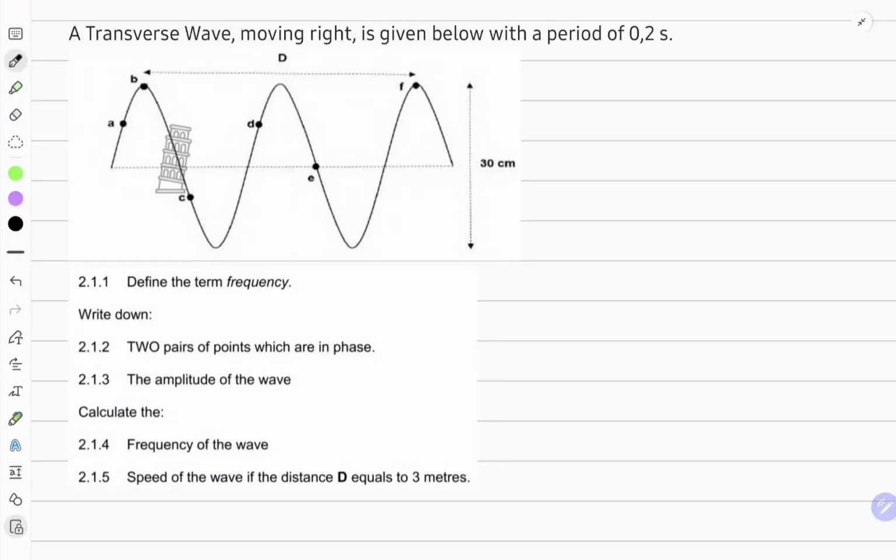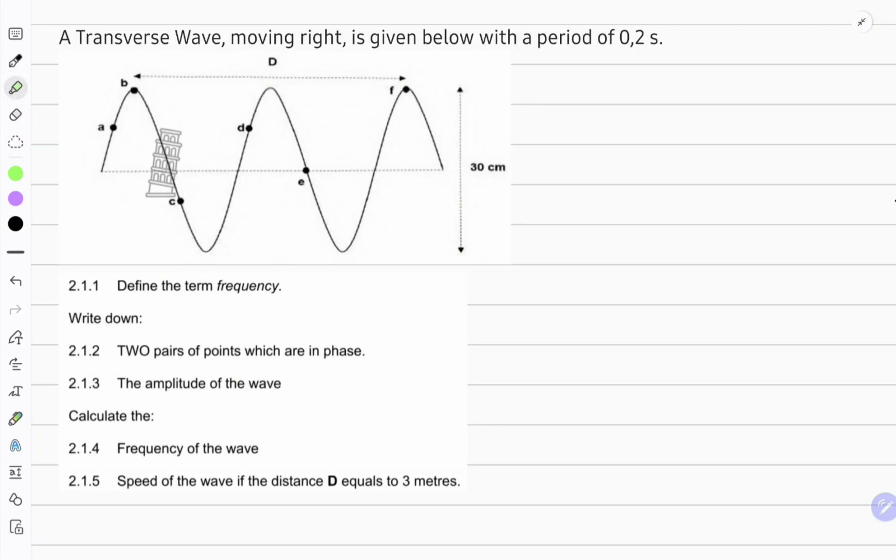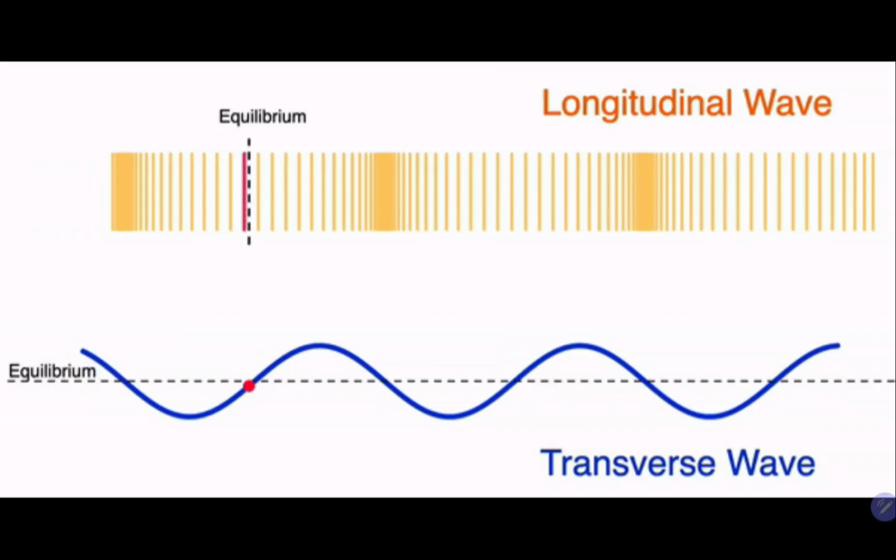Hi guys, in today's video we're going to be discussing transverse and longitudinal waves. So the first scenario goes as follows. It says a transverse wave moving right is given below with a period of 0.2 seconds. So before we answer the questions, I just want us to define what a transverse wave is.